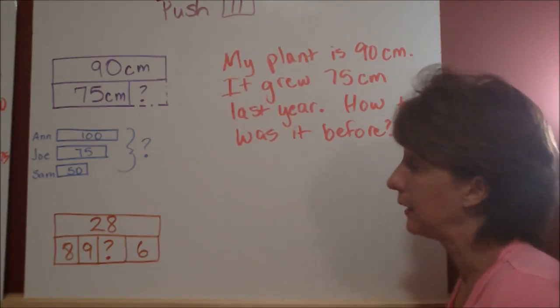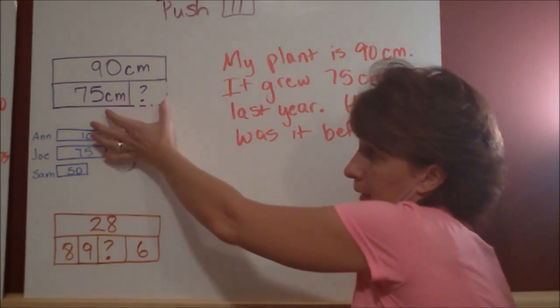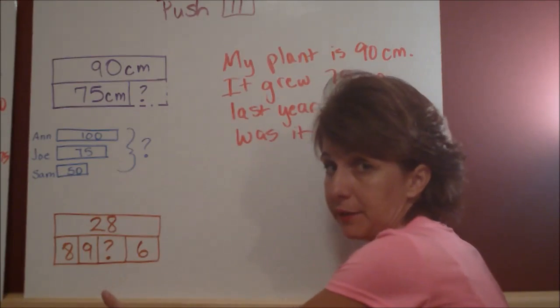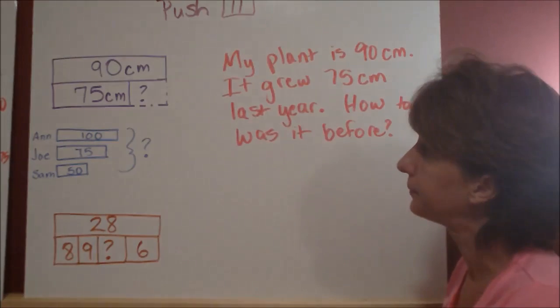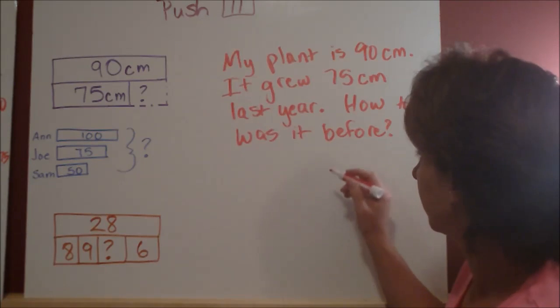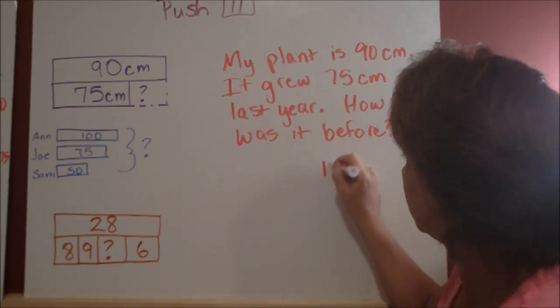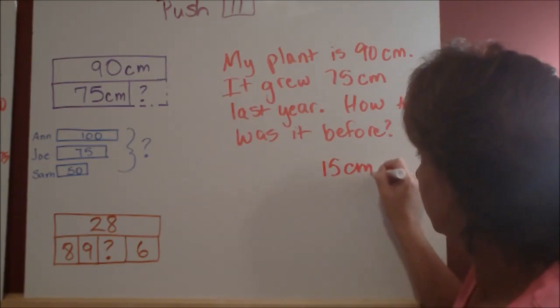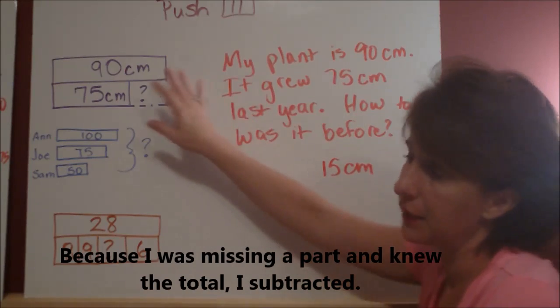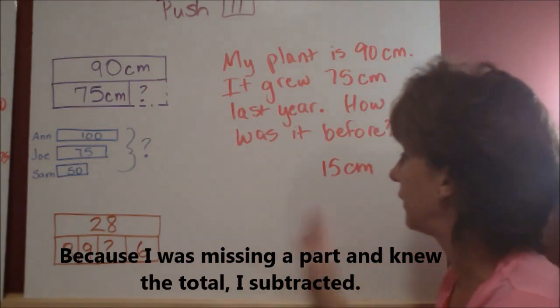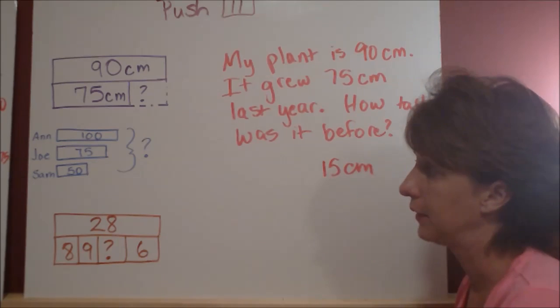You could say something is 90 centimeters, something else is 75. How much longer is 90 than 75? The answer is 15 centimeters. So, whatever your problem was about had to use centimeters because it's in the label, and your answer should have been 15.